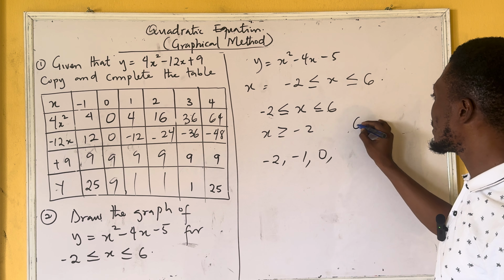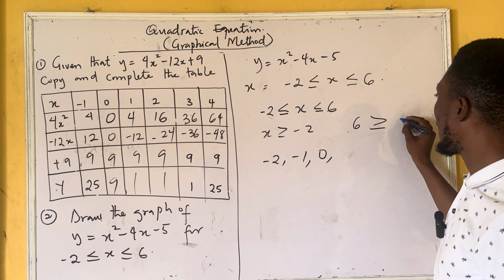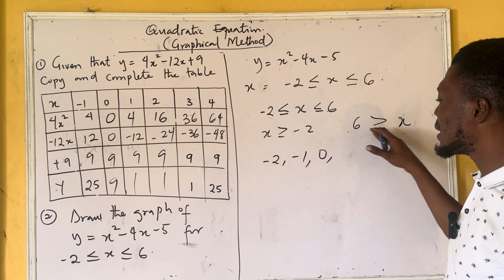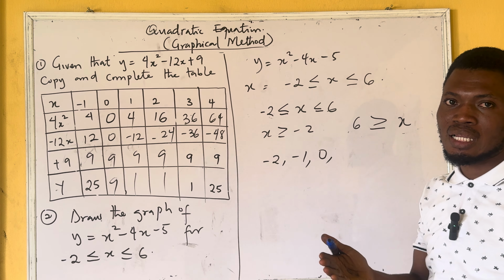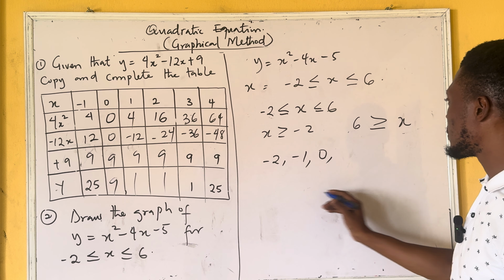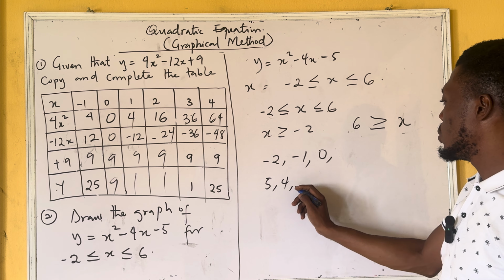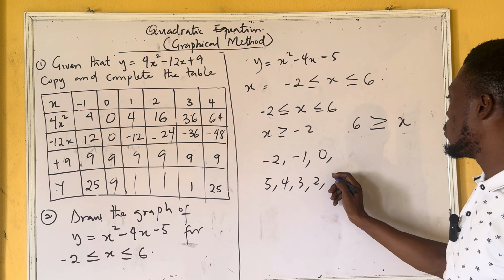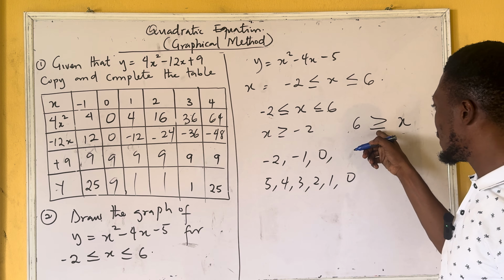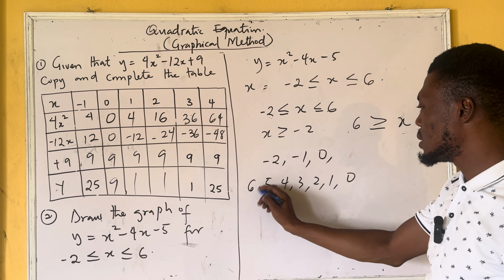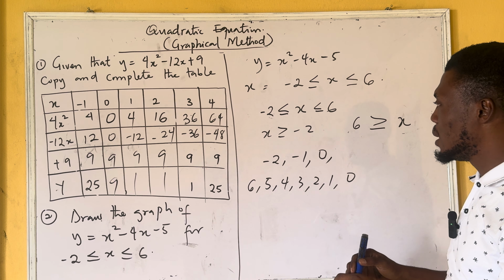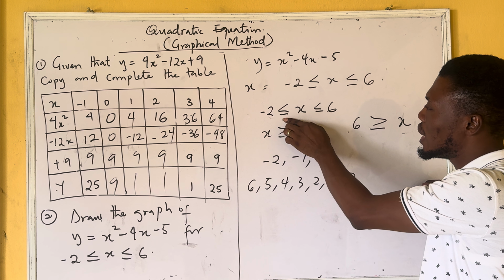That is, 6 is greater than or equals to x. So what are the numbers 6 is greater than and also equals to? That means 6 is greater than 5, 4, 3, 2, 1, and 0. But it's also less than or equals to, so I also include 6. I start again. Here I have minus 2 is less than or equals to x.